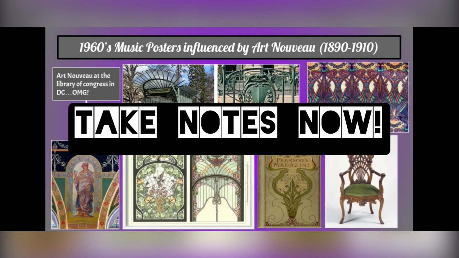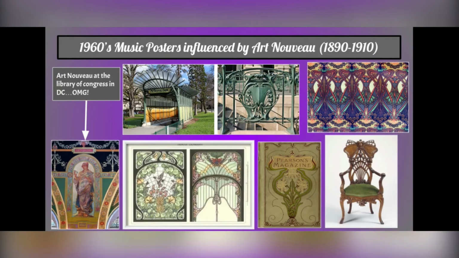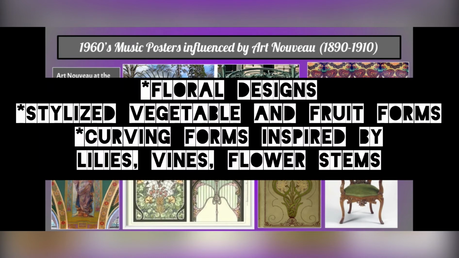Some characteristics of Art Nouveau is a technique that's, or not really a technique, but a sort of design that's called whiplash. So if you can imagine taking something and whipping it, basically the movement of that line is what is in display in Art Nouveau. So this very back and forth line that you see here, it's almost as this line has been whipped across the page. Art Nouveau also features a lot of floral designs, stylized fruit and vegetable designs, curving forms that are inspired by lilies, vines, flower stems, just a lot of fluidity in the work that you see.